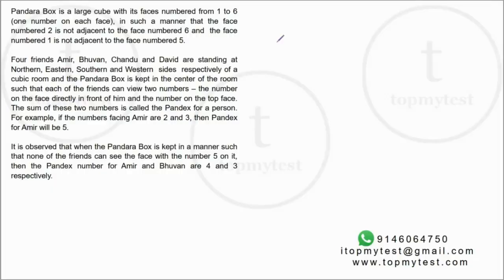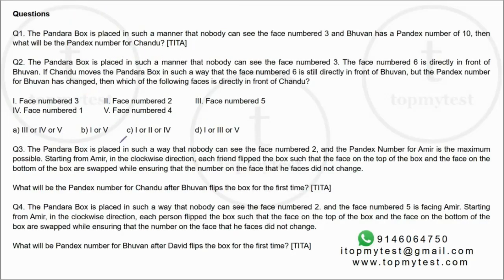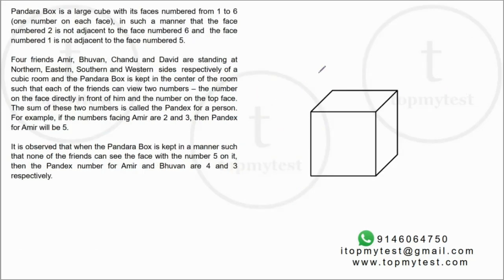This is a set which is on cubes, but you have to solve it in 2 stages. The first stage, you'll have to figure out how the cube is numbered. And once you have figured out how the cube is numbered, then you have additional information for each particular question in order to solve this set. Okay, so let's quickly figure out how the cube is numbered and what is actually given to us.